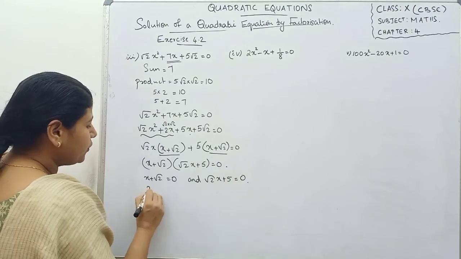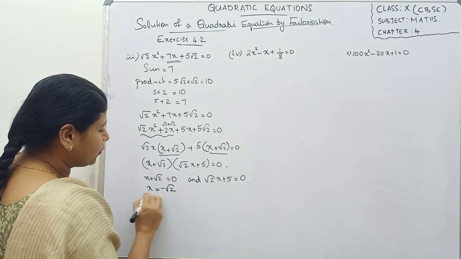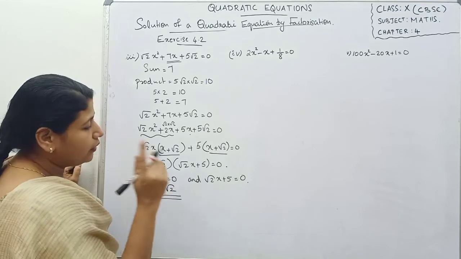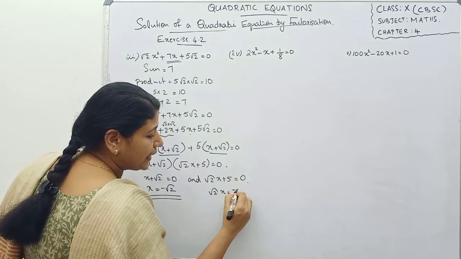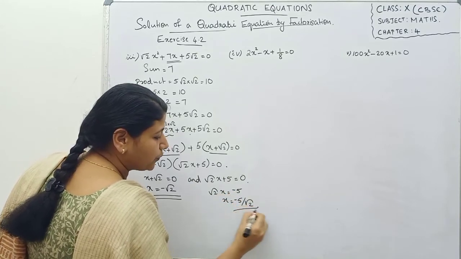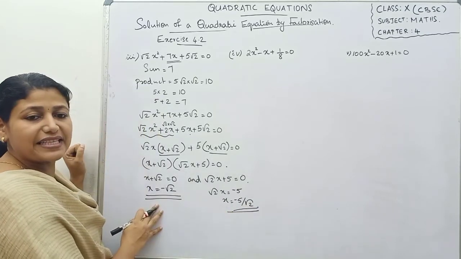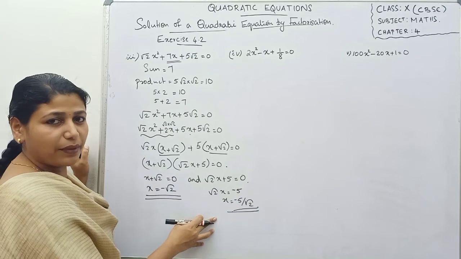Now we can write x plus root 2 equal to 0 and root 2x plus 5 equal to 0. So x equal to this, root 2 can be taken to that side, then you will get negative root 2. X equal to negative root 2 is one root or the solution. And here root 2x equal to negative 5 and x equal to negative 5 by root 2. So your solutions are x equal to negative root 2 and x equal to negative 5 by root 2.